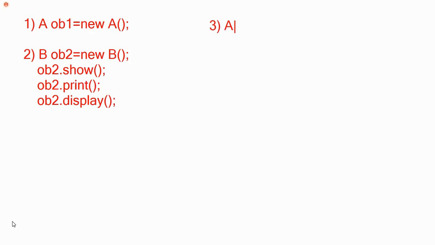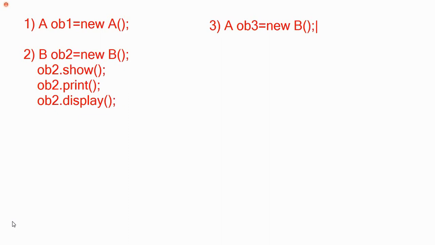Third one, A OB3 equal to new B. Valid or not valid? Think yourself and decide. How many are valid? How many are not valid? Why is it not valid? Object cannot be created, that's why it is not valid.